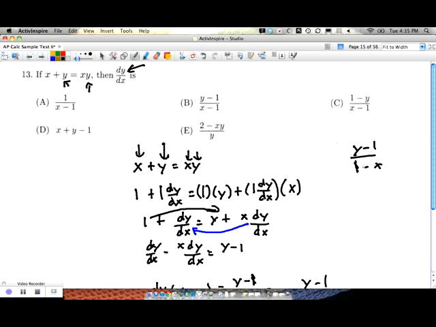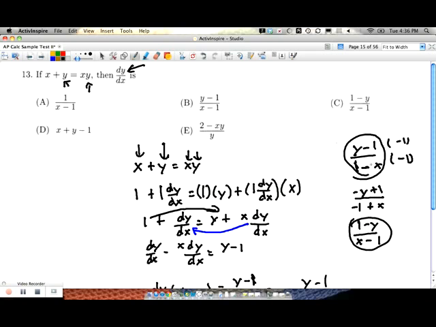And what we need to realize is that if we multiplied the top and bottom by negative 1, that would flip this negative sign around. So it would be negative y plus 1 over negative 1 plus x, or in other words, 1 minus y over x minus 1. So these two pieces are actually equal. Why can I do that? Because you can multiply the top and the bottom by a negative. So the answer is C.